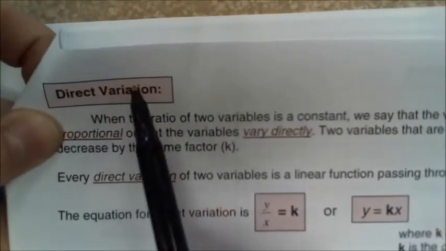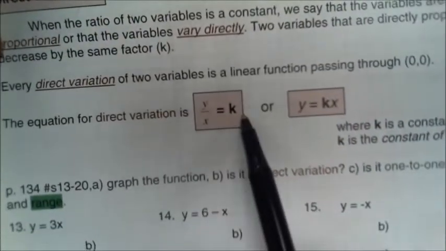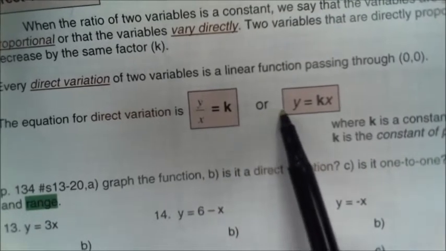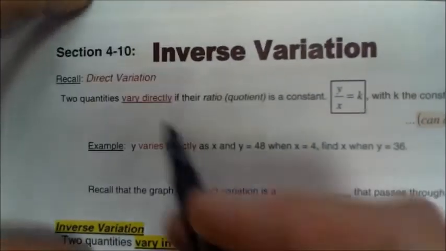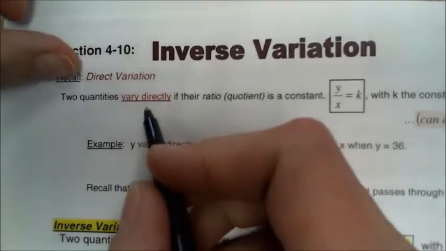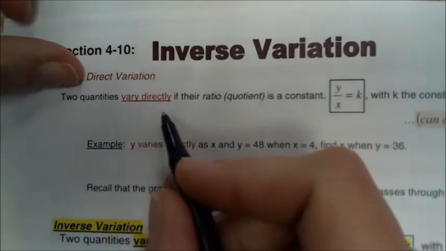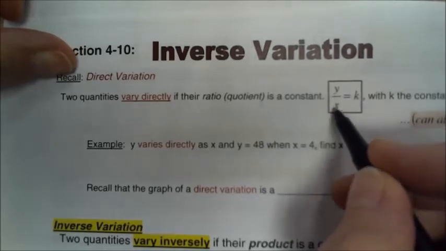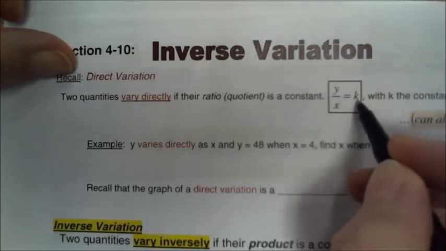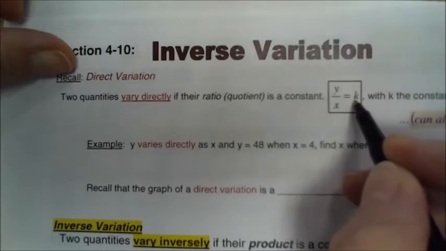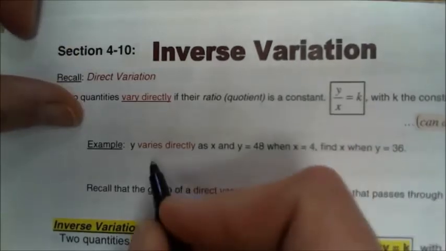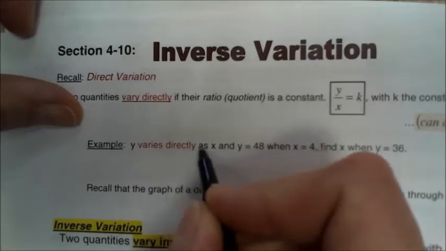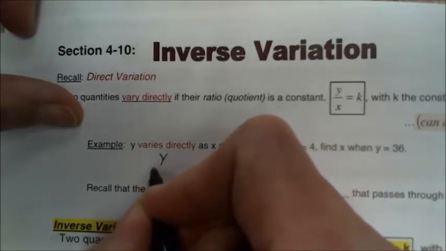And here is direct variation. If you recall this page, y over x equals k, or y equals k times x, that's direct variation. This is just remembering from a week or two ago what direct variation, or varies directly, means. It means when you divide the x and y values, you always come up with the same number every time. So for example, if you see y varies directly as x, you just say y divided by x.